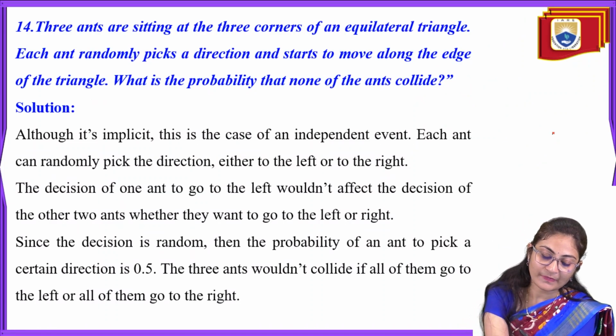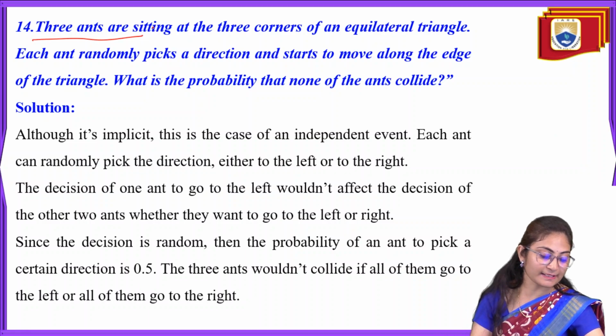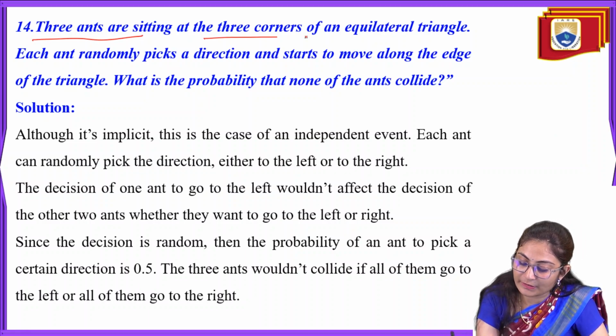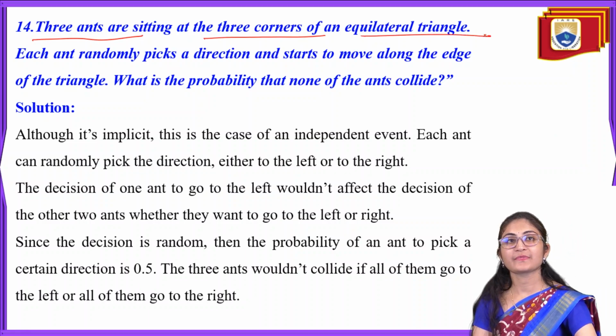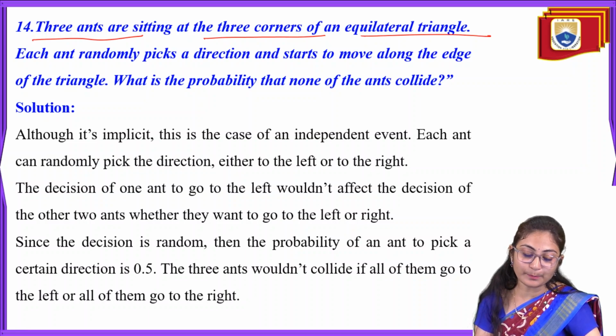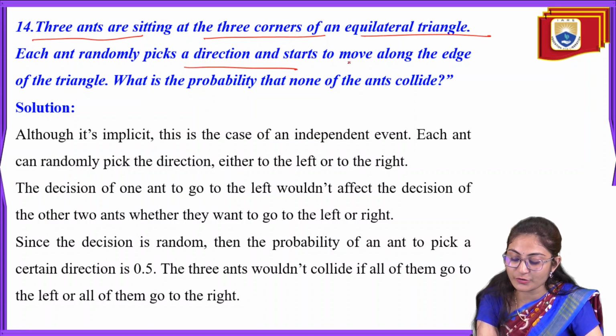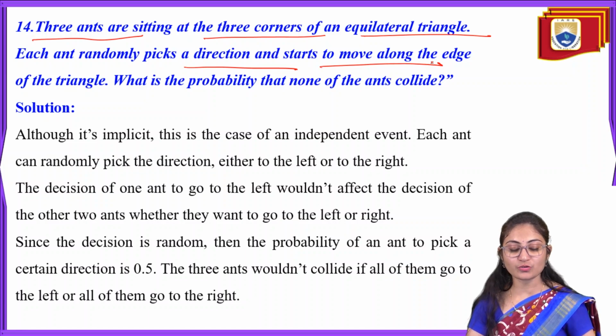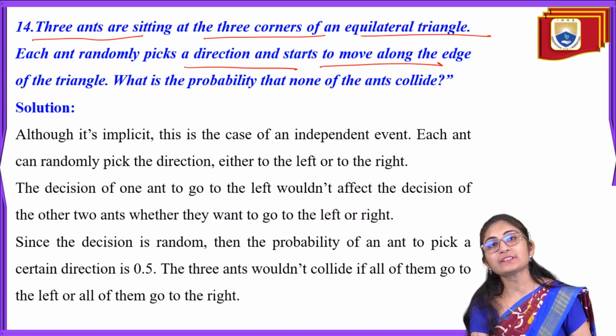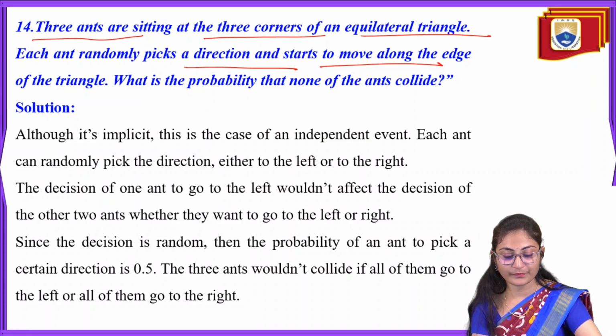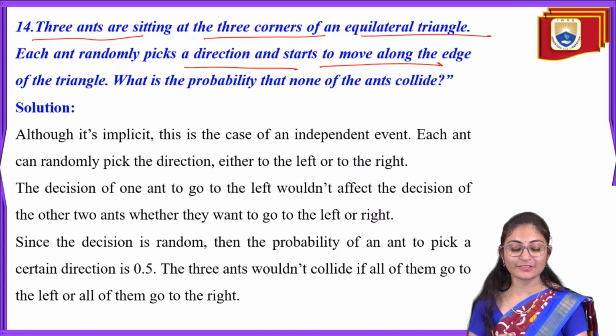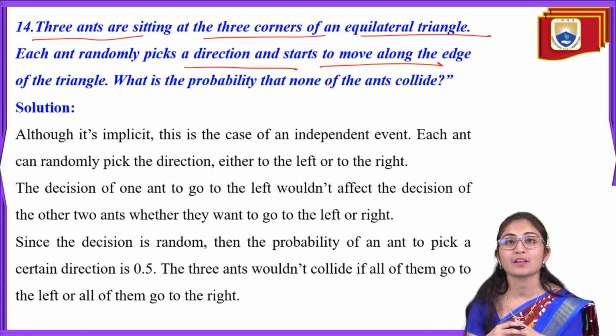Now next one: 3 ants are sitting at the 3 corners of an equilateral triangle. Each ant randomly picks a direction and starts to move along the edge of the triangle. What is the probability that none of the ants collide? So this situation is implicit, and this is the case of independent events.